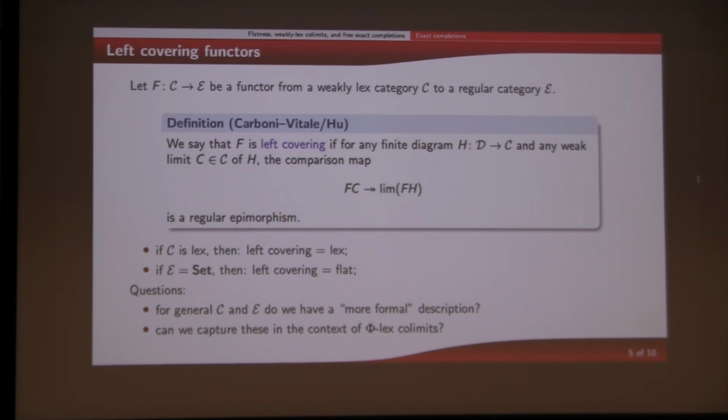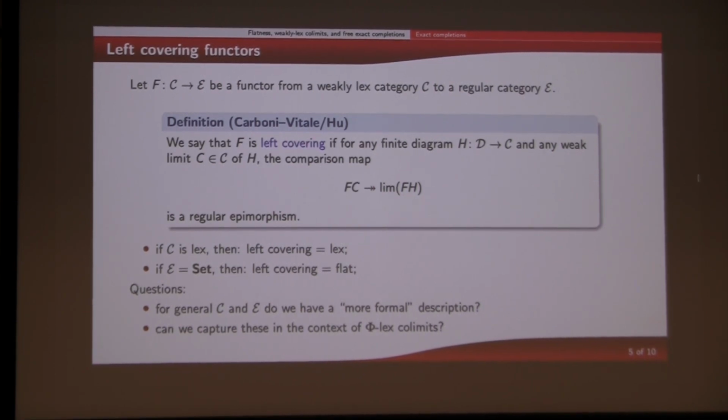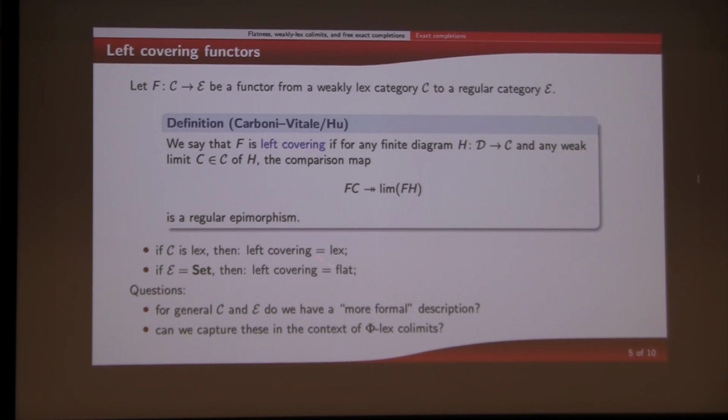Okay, so here is the definition. F is a left covering functor, remember, out of a weakly lex C, if for any finite diagram and a weak limit of that diagram, if you take the image of the weak limit and compare it to the actual limit of the image of the diagram, because E is lex, or in this case it's actually exact, so you can take the actual limit, you want the comparison map to be a regular epi. And if you take this kind of functors, you obtain the universal property I've shown before. And this means in some sense that F preserves the weak limits. So F of C will still be a weak limit, but it's actually a stronger condition.